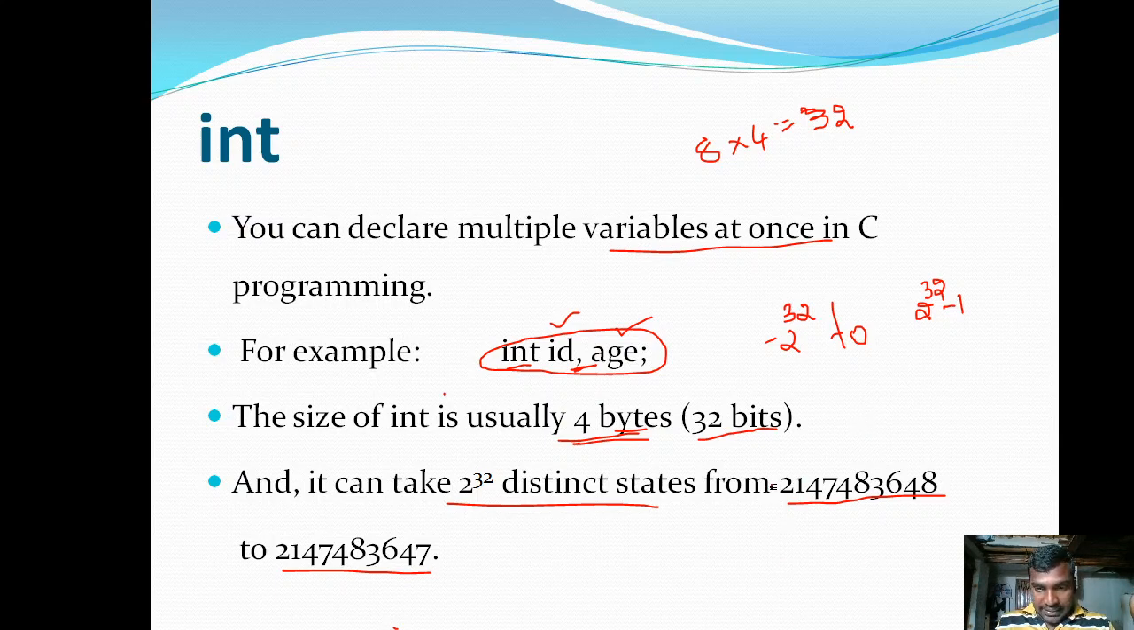Here one correction: this is minus 2147483648 and positive plus 2147483647. In the case of 0, there is no negative 0, so the negative side has one more number than the positive side. 0 comes under positive only, and that's why at the end there is an 8 here and a 7 here.